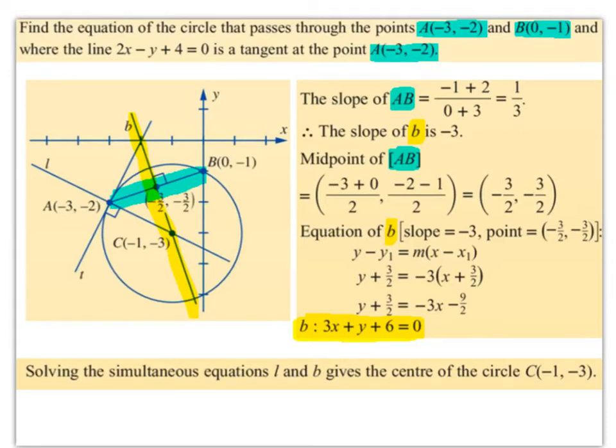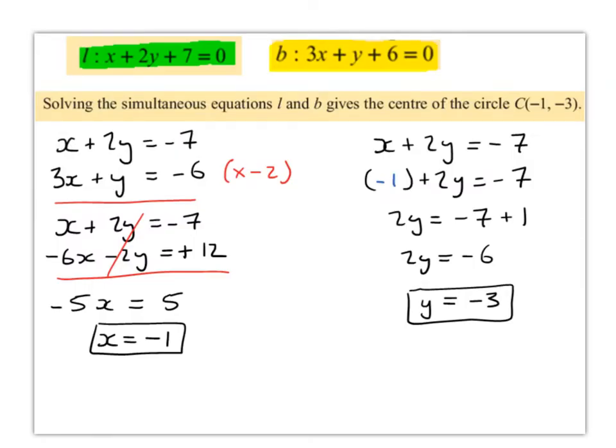Now we want to solve the simultaneous equations L and B. So we want to get the equation of L, which was on the previous slide, and the equation of B, which we just worked out here. Solve them simultaneously to get the centre to be C(-1, -3). So there's our centre there, C(-1, -3). So this is just showing how we got C(-1, -3).